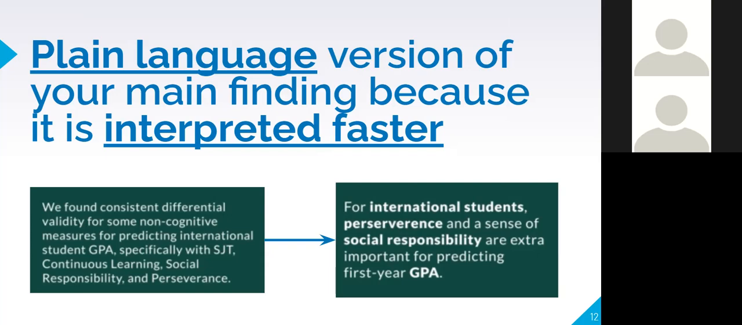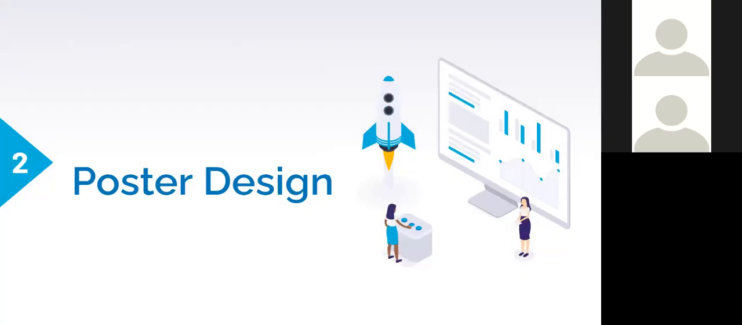And so if you were to simplify this and take up less space, an alternative could be saying, for international students, perseverance and a sense of social responsibility are extra important for predicting first year GPA. So, there's going to be rewording that needs to be done. And a good suggestion is to have someone that isn't experienced look over your writing and see if they can understand it based on how you wrote it.